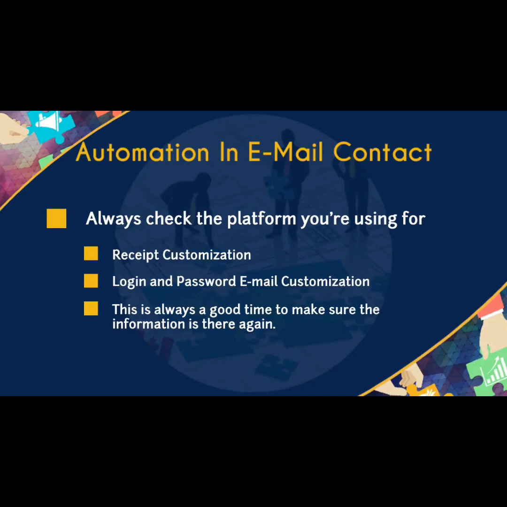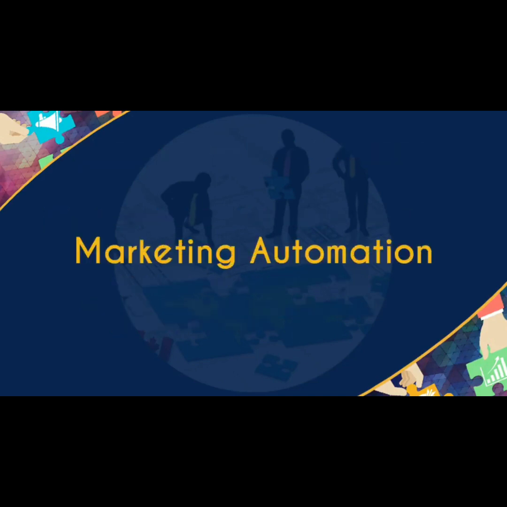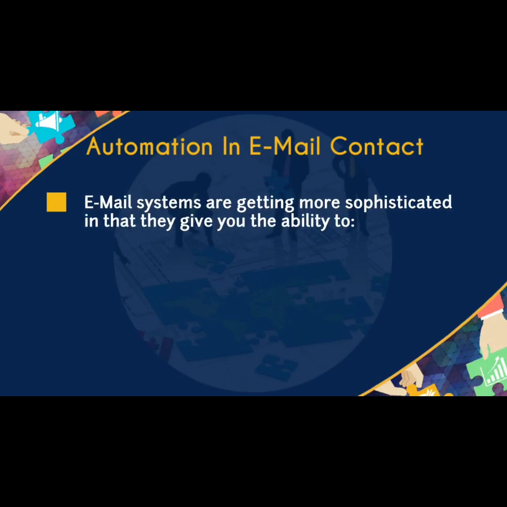Now, talk about marketing automation, right? Marketing automation. When it comes to email, your email systems right now, at this moment, are getting more sophisticated, right, in what they give you, because they're giving you the ability now, all of your email systems, to tag your email subscribers. In other words, you've got now the ability in systems like Aweber, systems like GetResponse, systems like MailChimp, where you can tag your email subscribers.